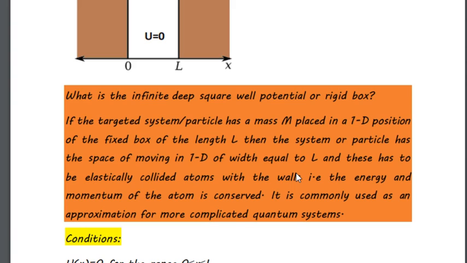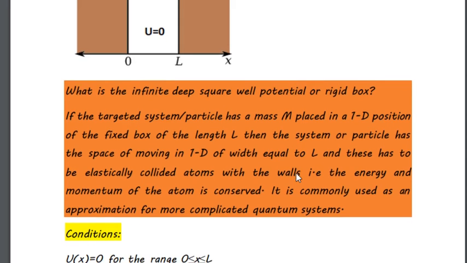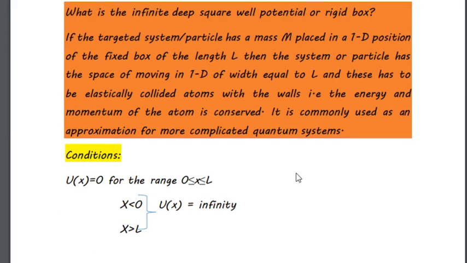From the deep well graph, the conditions are as follows, where U is the potential energy. The potential energy U of x equals 0 for the range of particle motion between 0 and L. Then, if x is less than 0 or x is larger than L, the potential energy is equal to infinity.